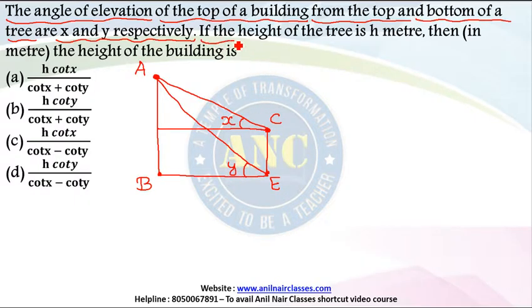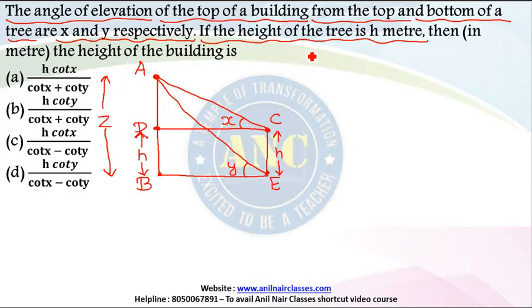Next, the height of the tree is h meters, that means CE is given as h meters. I will name this point D. So BD also will be h only in that case. Height of the tree is h meters. Then find the height of the building. AB is what I am interested in. I will call AB as Z. So the height of the building is Z, and Z is what I am finding.